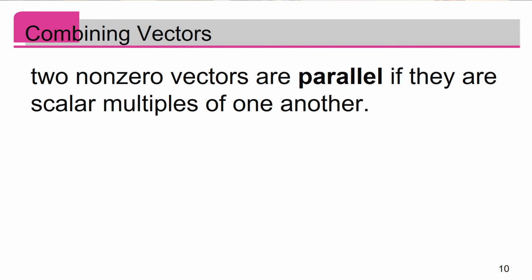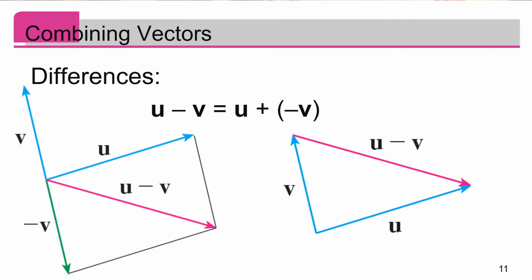This is somewhat important. Two non-zero vectors are parallel if they are scalar multiples of one another. And so, well, we'll have some practice for these things.